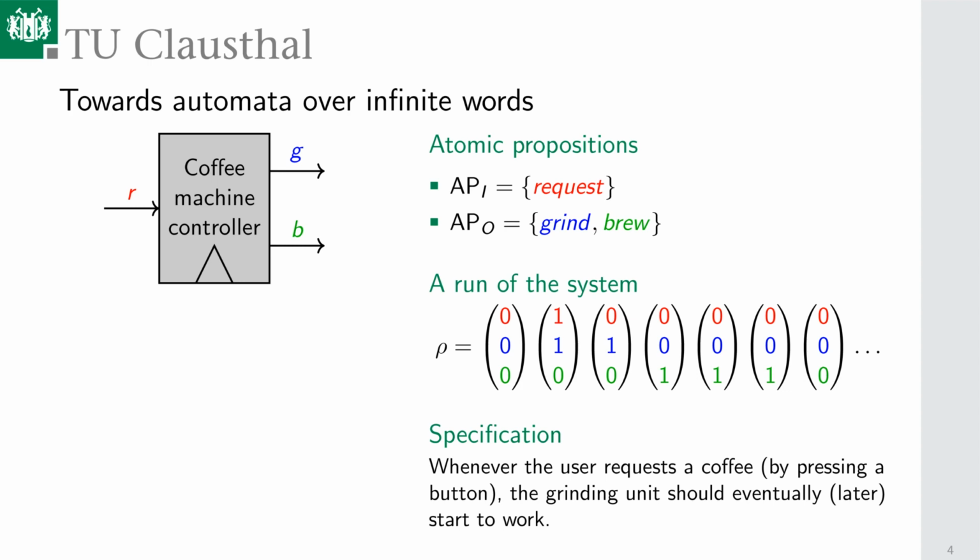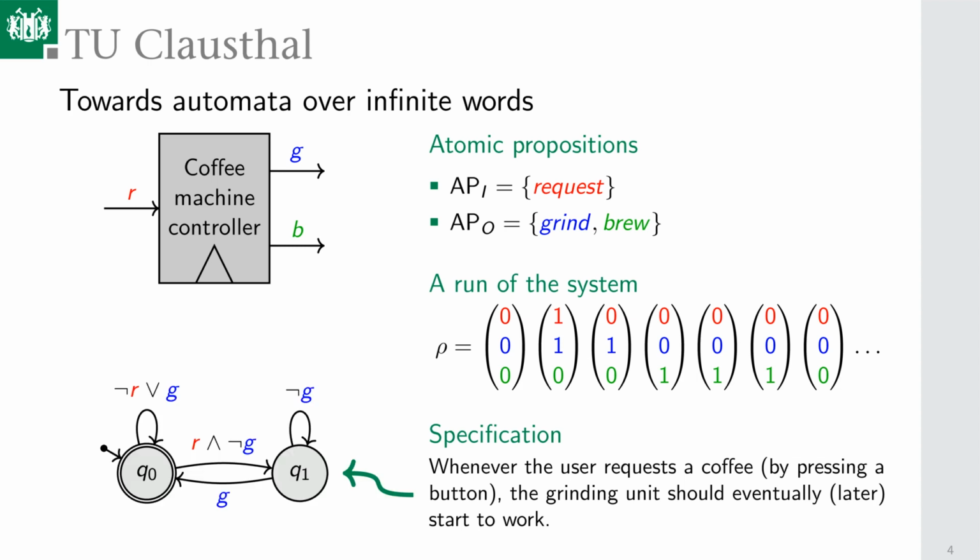Such a coffee machine controller can also have a specification. And part of the specification could be that whenever the user requests a coffee by pressing the respective button, the grinding unit should eventually later start to work. And the specification could then be represented in the form of an automaton over infinite words. Such an automaton can then be used as a more technical representation of the specification, which allows us to model check a given coffee machine controller against the specification, or to alternatively synthesize a coffee machine controller implementation from the specification.